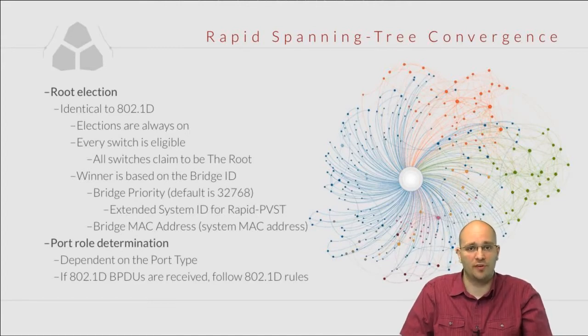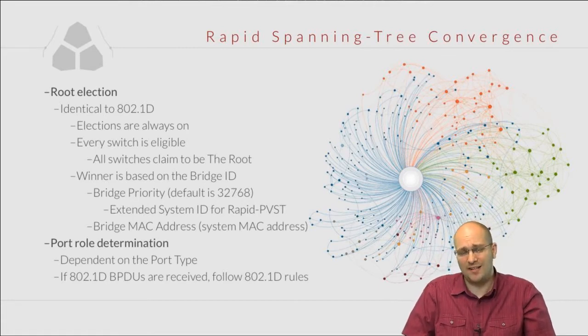So, for example, for VLAN 1, the default bridge priority will be 32,769 because we are going to add one. We are going to add 1 to the priority, which is our VLAN number. Similarly, if we had VLAN 10, we would have to add 10 to our priority.